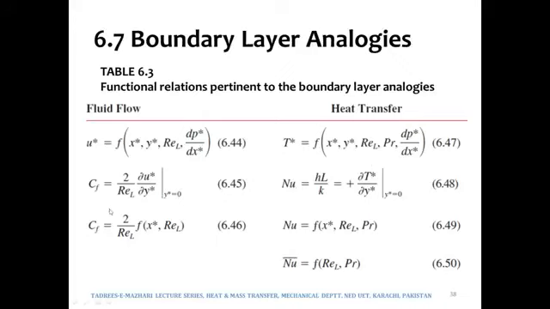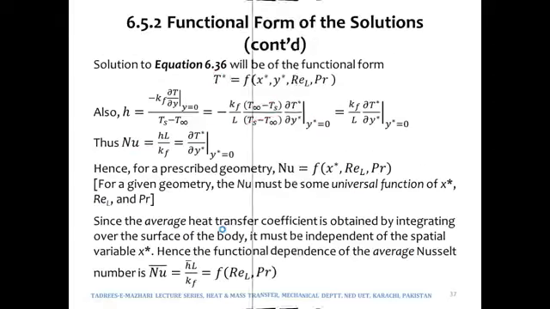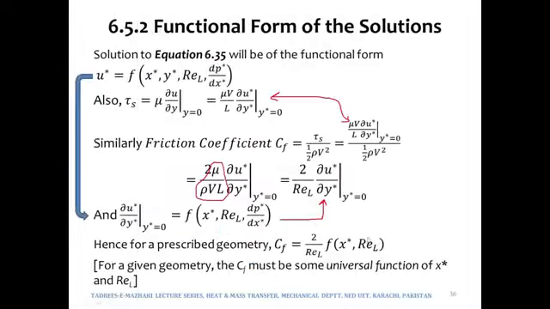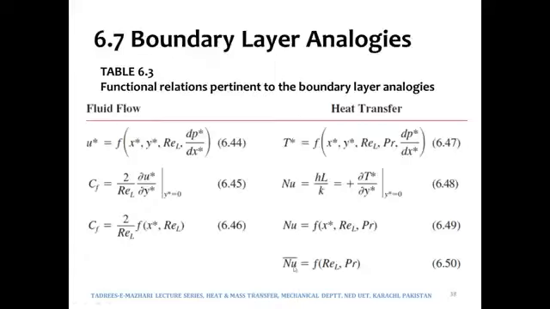And this is what we saw in the case of coefficient of friction, and we had seen that coefficient of friction was 2 over Reynolds number times some function of x star and Reynolds number. I can go back over there. This is the expression that is written over there, which is equations 6-45 and 6-46 in the book.